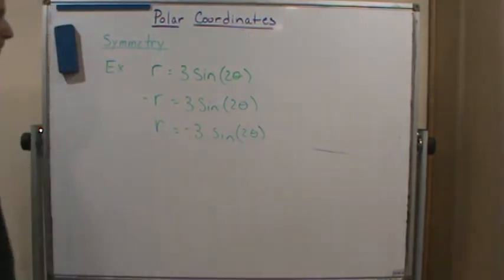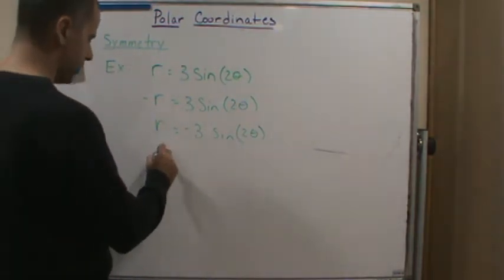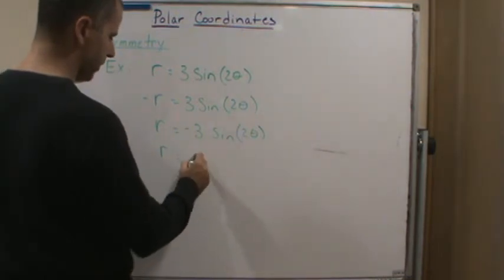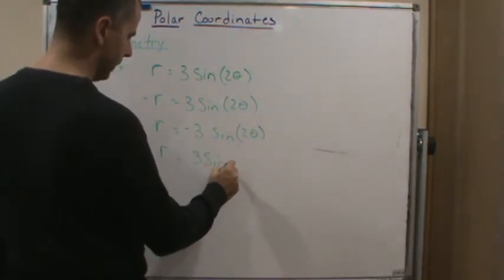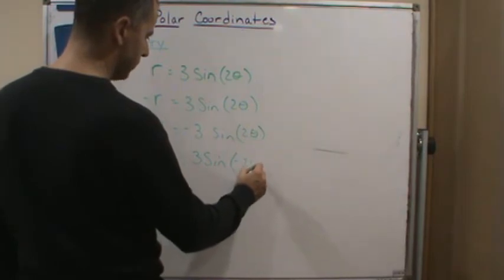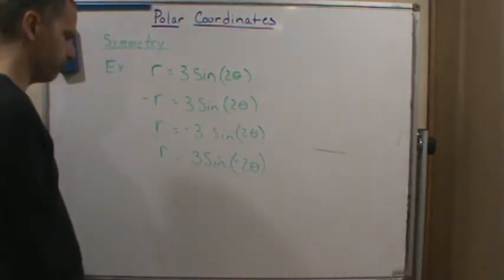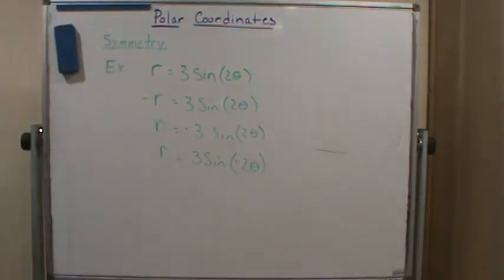which obviously isn't the same equation, because even if we go a step further, we say r is equal to 3 sine negative 2 theta, still not the same thing. So it doesn't satisfy the test.